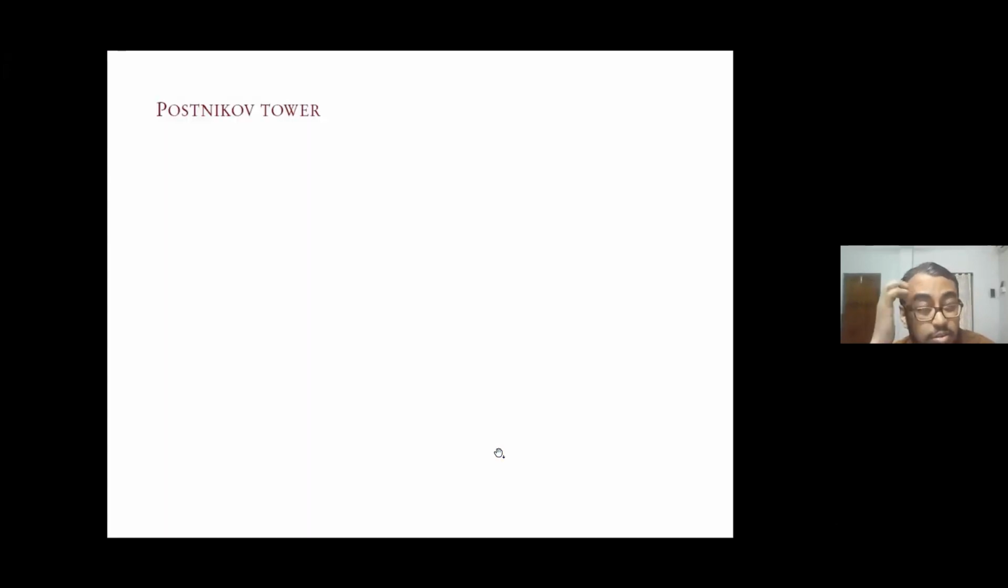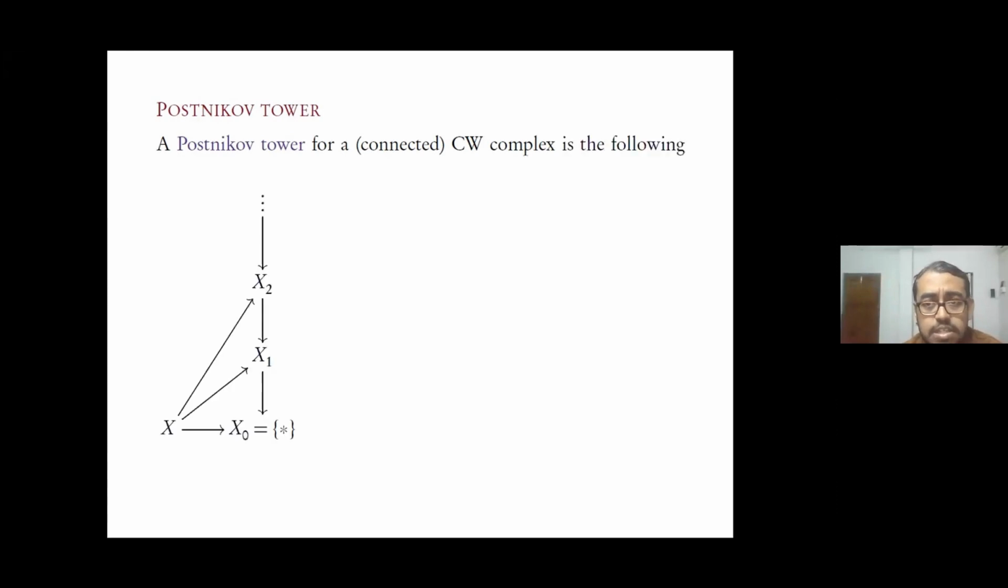I want to start by recalling what's called the Postnikov tower. Some of you, at least the topologists in the audience, would know this, but it's essential for what I'm going to talk about, so I'll recall it very quickly. I'm going to assume my spaces are connected CW complexes. So a Postnikov tower for a connected CW complex is the following data.